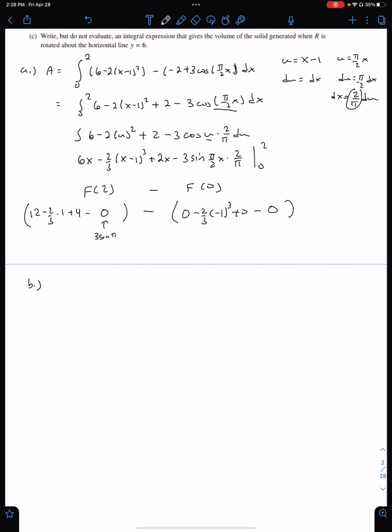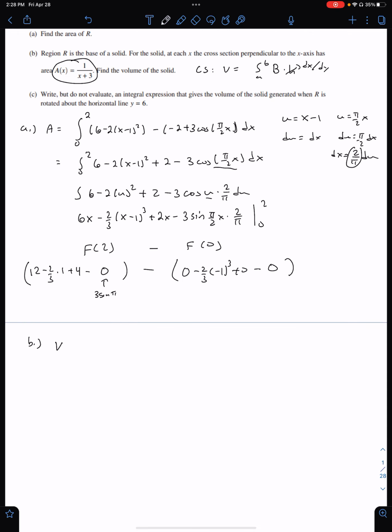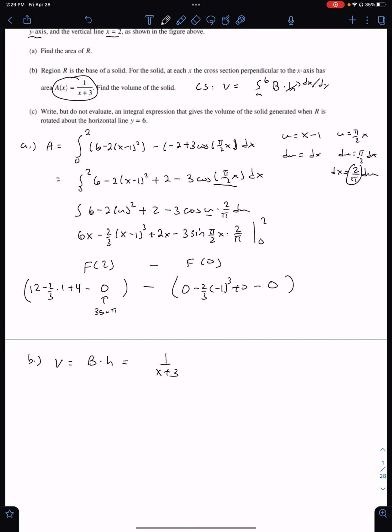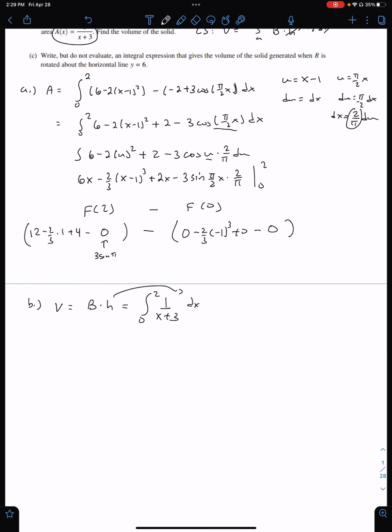So let's take a look here at part B. We have a cross section. So to get our volume, it's just going to be the area of the base times the height. Well, they tell us that the area of the base is 1 over x plus 3. Now, we are perpendicular to the x-axis, so therefore we have to be in terms of x. So our height then is just going to be dx. And we would integrate that again from 0 to 2. And you probably get a point for setting that up.